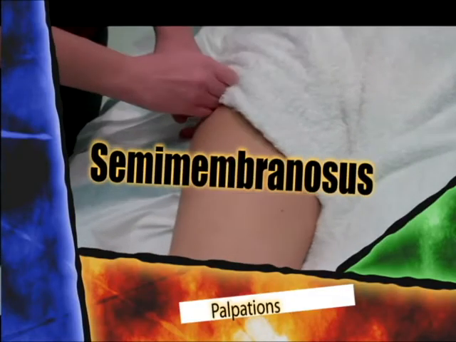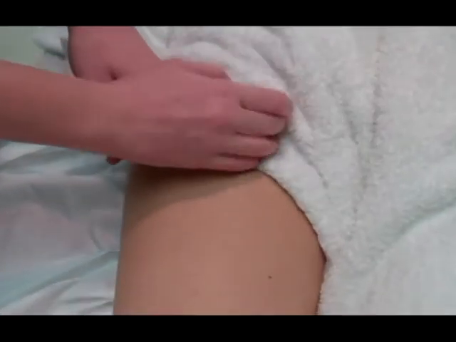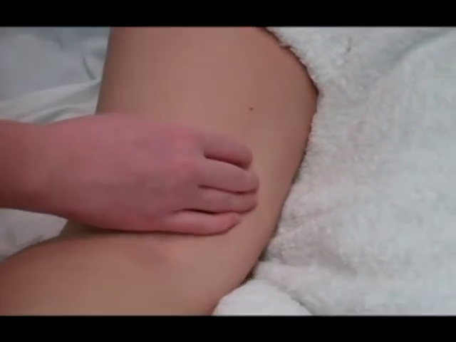Now let's palpate the semimembranosus. Again, starting at the greater trochanter, we'll move to the ischial tuberosity, moving distal again down to the medial condyle of tibia.